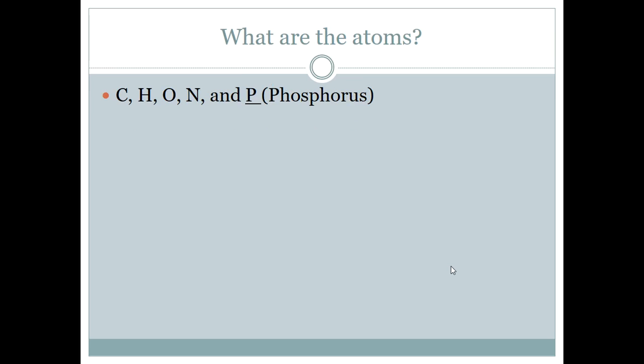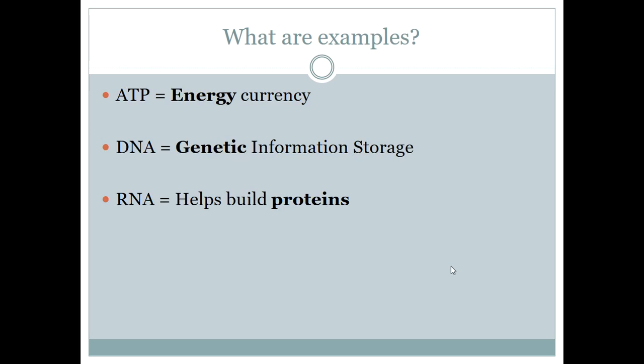maintain homeostasis. The atoms that are present in nucleic acids include carbon, hydrogen, oxygen, nitrogen, and phosphorus. So all five of those essential elements that we talked about in the beginning of Unit 2. Because carbon is present, nucleic acids are considered organic molecules as well.